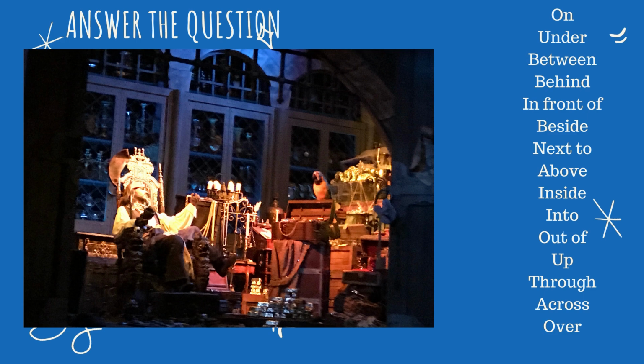Let's practice a little bit more with on, under, between, behind, in front of, beside, next to, above, inside, into, out of, up, through, across, and over. For example, take a look at this picture and use the prepositions on the side to describe parts of this picture. For example, the bird is on the treasure chest.